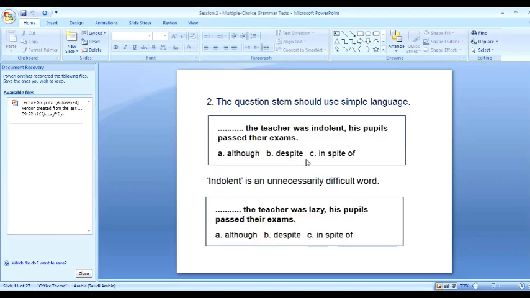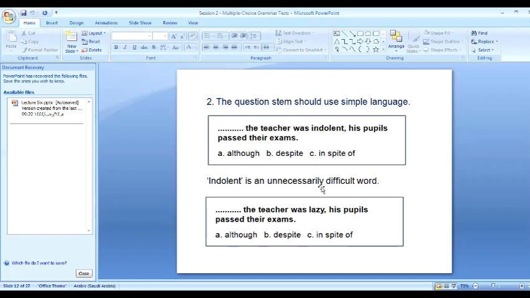This is number 1. Number 2, the question stem should use simple language. "The teacher was indolent. His pupils passed their exams." A, although; B, despite; C, in spite of. Indolent is an unnecessarily difficult word. So instead of using the word indolent, we can say, "The teacher was lazy. His pupils passed their exams." A, although; B, despite; C, in spite of.